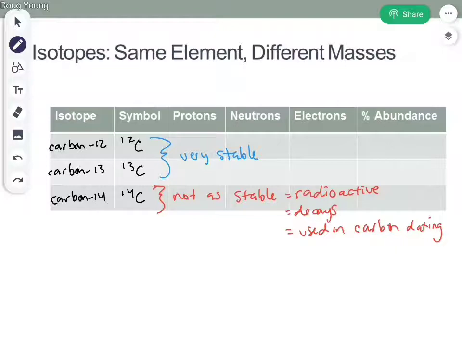So carbon-14 behaves differently than carbon-12 and carbon-13 do. Again, in most aspects, they behave the same. However, in some ways they're a little bit different. They have a little bit different reactivity.